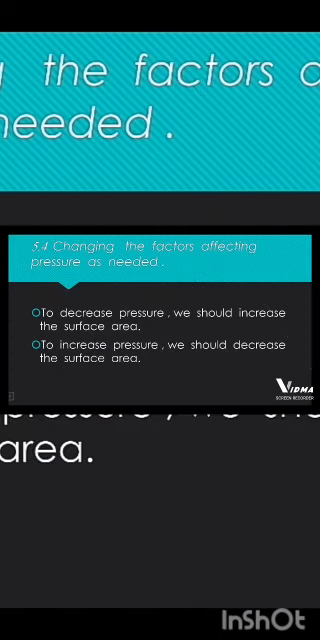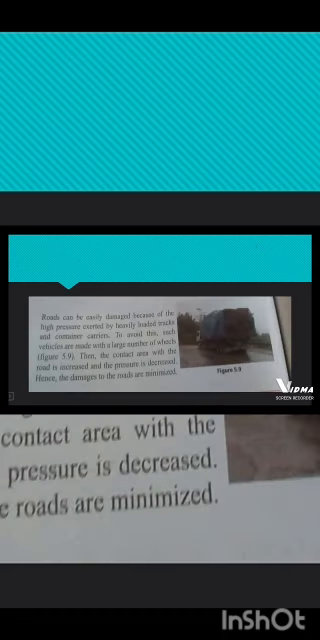What are the factors affecting pressure? To decrease pressure, we should increase the surface area. To increase the pressure, we should decrease the surface area. Roads can be easily damaged by high pressure. To minimize the damage, we use a large number of wheels on trucks, and by decreasing the pressure, we can minimize the road damages. By increasing surface area, we can decrease the pressure.